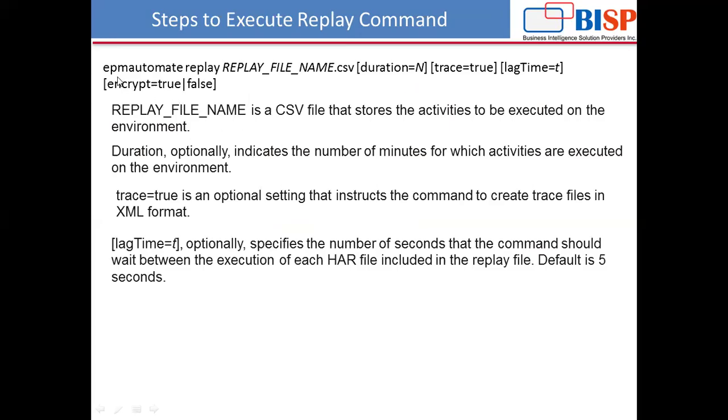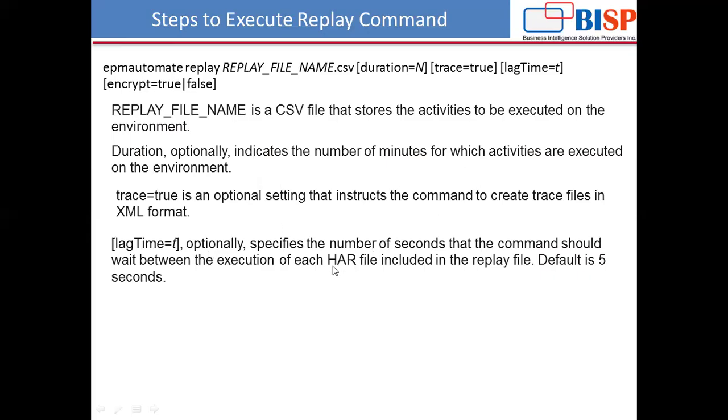Now, if you look at the arguments over here, EPM Automate replay requires a first argument, a file called replay filename.csv. What this file consists of, I showed you a few minutes ago. This file will in turn call my HAR file, which is nothing but a recording of the activities. Duration, trace, lag time, and encrypt are the four arguments. The default value of encrypt is true, which means your password is going to be encrypted. Lag time, as the name indicates, is how much time the system is going to delay between executing one task and the next.